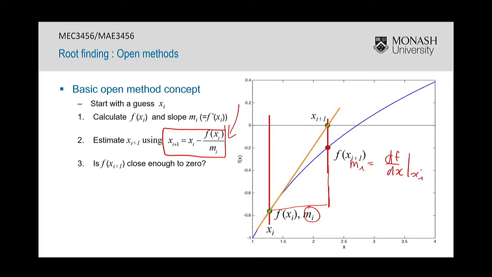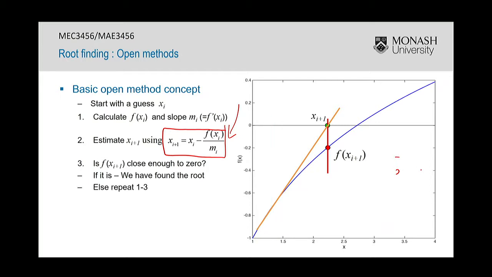We then ask, is our function value at xi plus 1 close enough to 0? If it is, then we've found the root. If it's not, then we need to repeat steps 1 through 3. We calculate the slope at xi plus 1, and we calculate the tangent curve to see where that crosses. And then xi plus 2 is our next guess for the root. We calculate the function value there. Is it close enough? If it's not, we need to go through the process again.